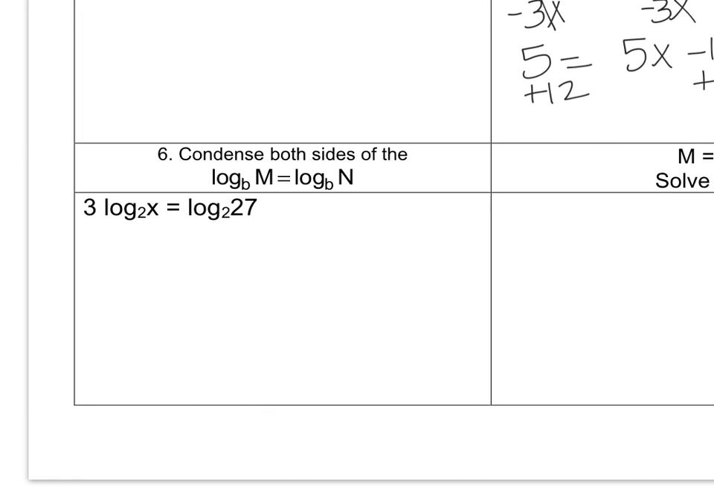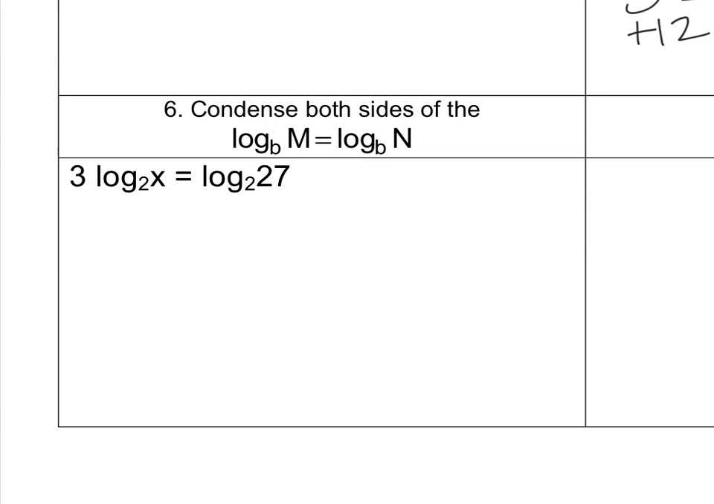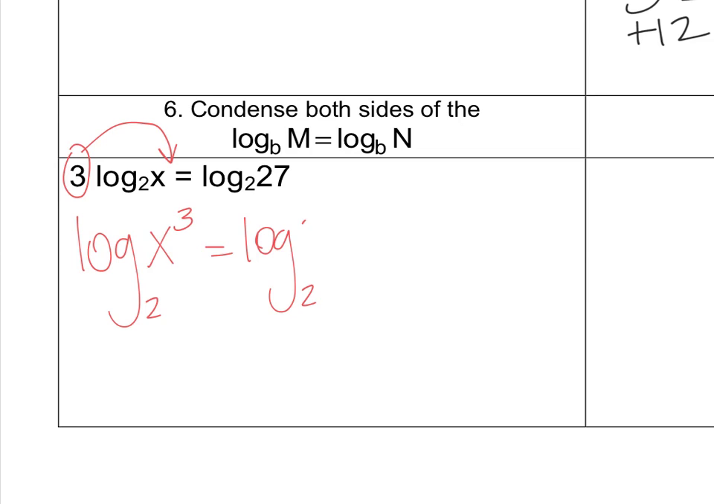Now let's move on to our next example. Yes, I see one log on the left and one log on the right, but there is a number in front of the log, that's not acceptable. I need to push it back as a power. So I have log base 2 of x to the power 3 equals log base 2 of 27. Now, since I end up having only one log on the left, one log on the right, and there's nothing being added or multiplied, I can actually cross out the logs. So now I have x to the power 3 equals 27.